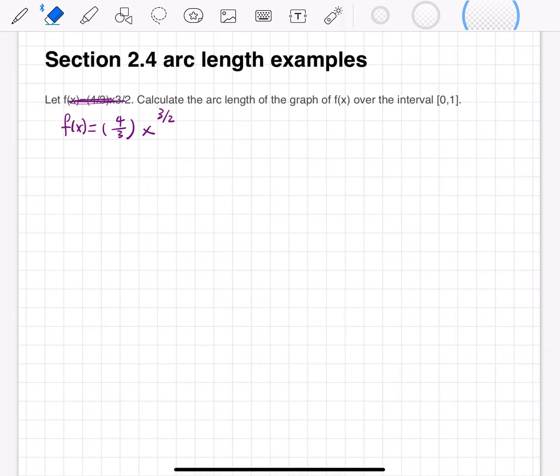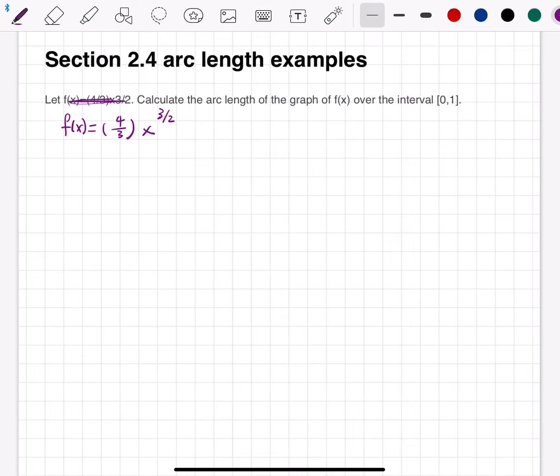From the last video, we introduced what arc length is. Now let's look at two examples. The first one: I have a function f of x equals 4 over 3 x to the 3 over 2, 3 halves power. We're going to calculate the arc length over the interval 0 to 1. So this is our function.